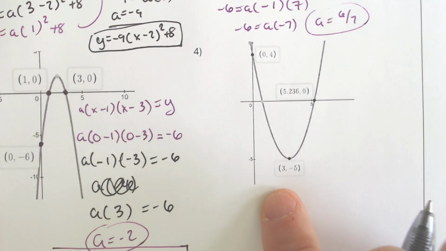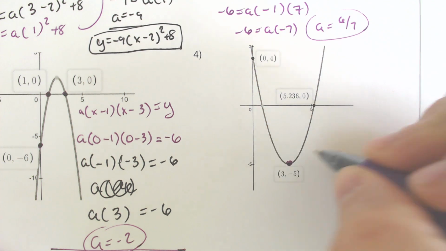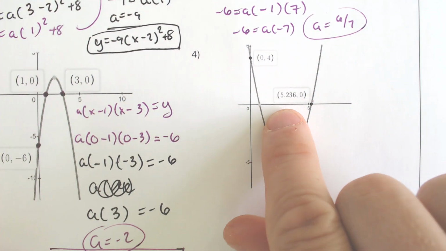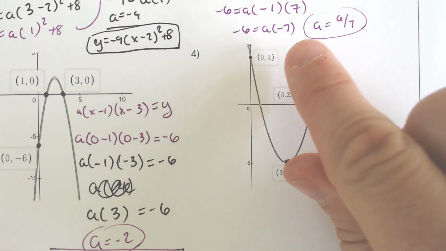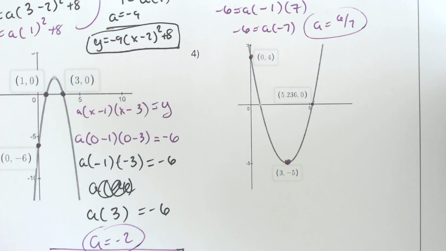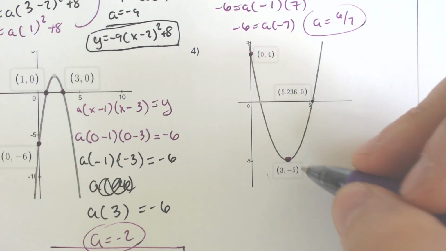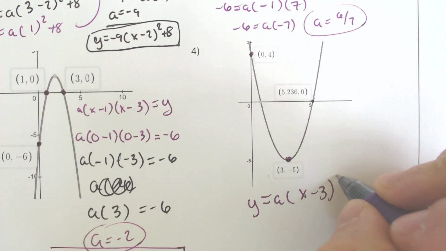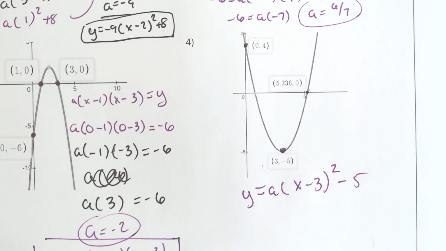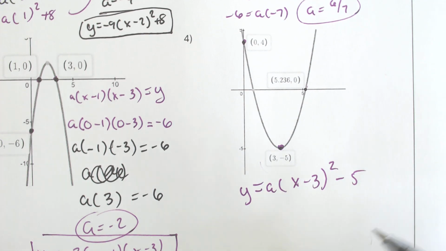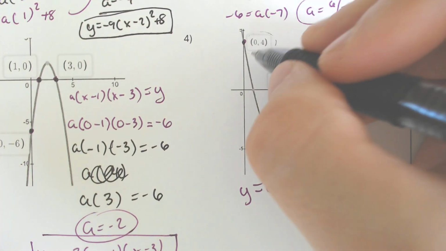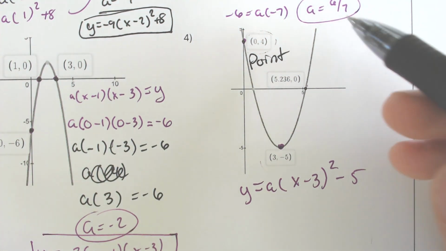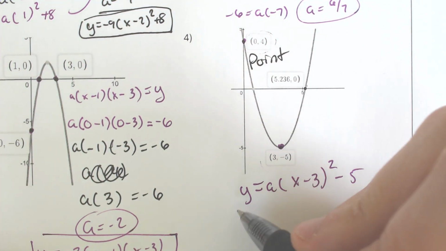So, here, you have a vertex, 3, negative 5. You have a solution, kind of, 5.236. And you have another point, 0, 4, the y-intercept. So I'm going to plug it in vertex form because I have the vertex. Y would equal a, x change the sign, squared minus 5. So we got to change the sign, keep the sign. Let's plug in this point. You could plug in either of the points, but why would we plug in the nasty point? Let's plug in this point, 0, 4.